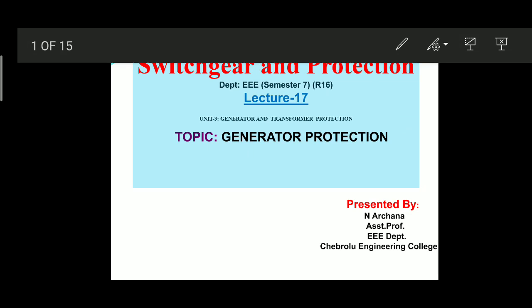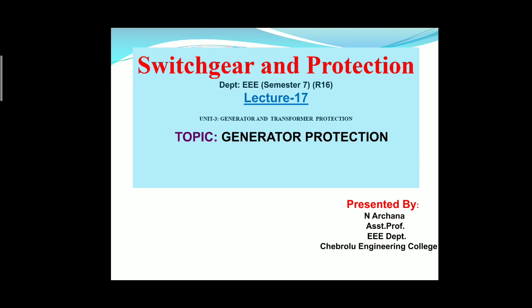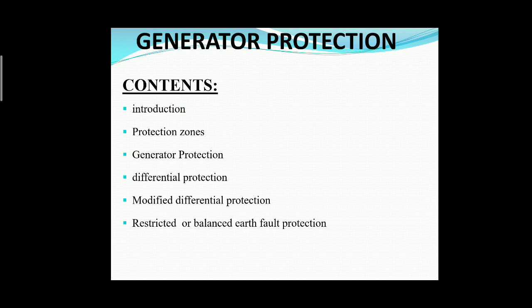Today I am going to explain generator protection. Basically, the generator and transformer are very costly equipments in the electrical power systems. That's why we give different, separate protection for the generator and the transformers.